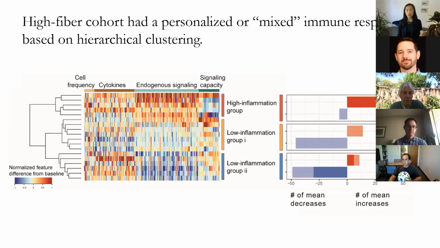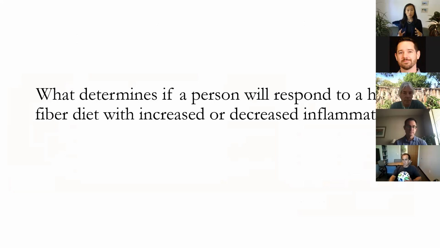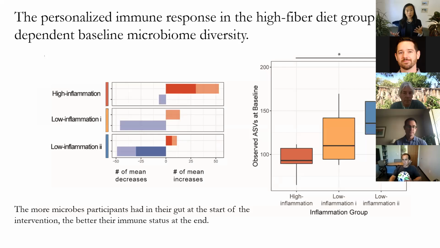So this begs the question here, what determines if a person will respond to a high fiber diet with increased or decreased inflammation? And so what we saw is that the personalized immune response was dependent on baseline microbiome diversity. So the more microbes that people had in their gut at the start of the intervention, the better they responded to the fiber, the better their immune status at the end. So people that actually increased inflammation had low microbiome diversity, whereas people that started with high microbiome diversity actually decreased their inflammation. So you can see here it's very complicated.